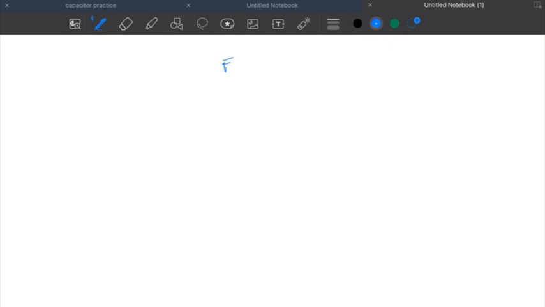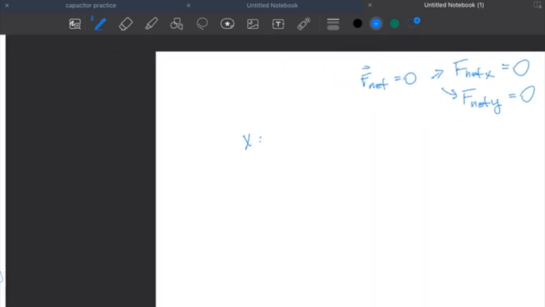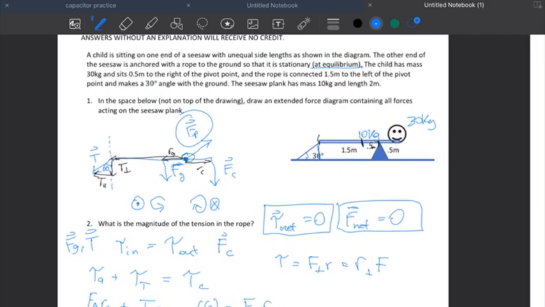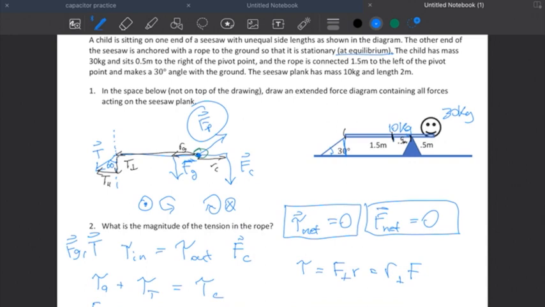So because F net equals 0, that turns into F net X equals 0, and F net Y is also equal to 0. So let's do the X direction first. In the X direction, if we go back to our other page, we see that the only two forces that have an X component are the tension and the pivot force. So the magnitudes of those two have to be equal and opposite, right? The tension points left and the pivot force points to the right.